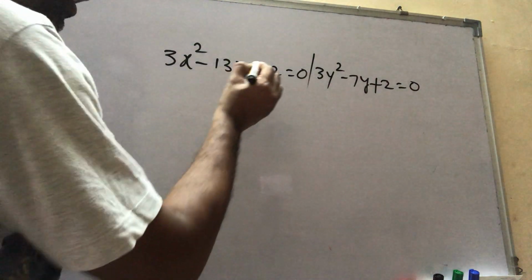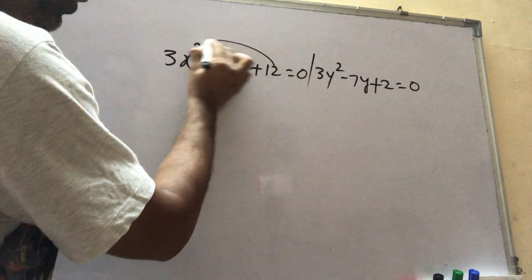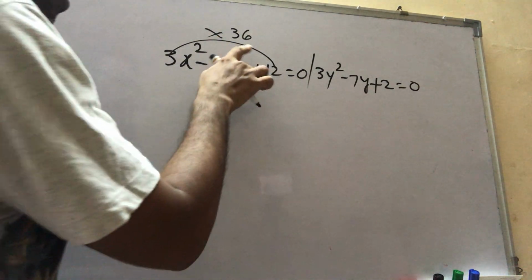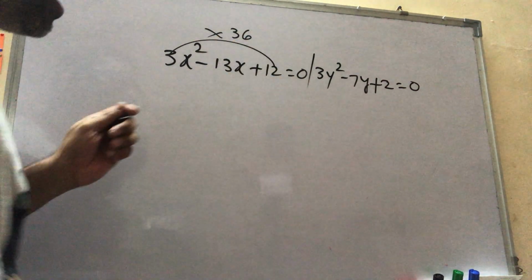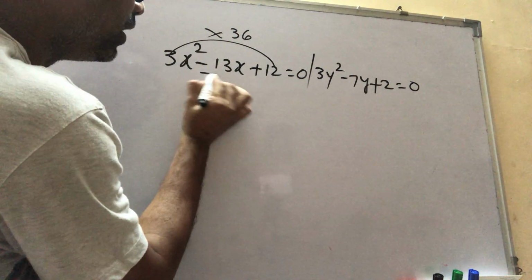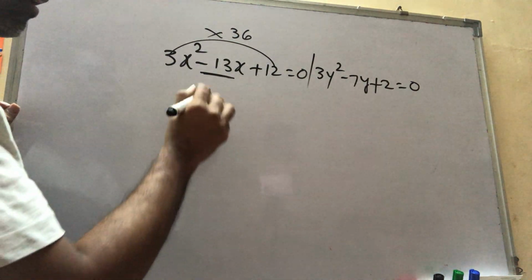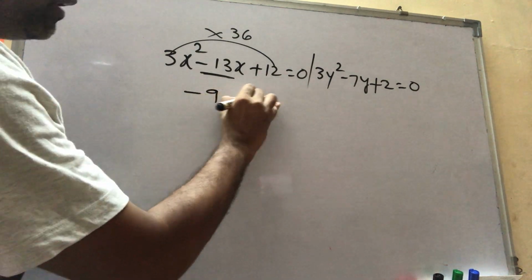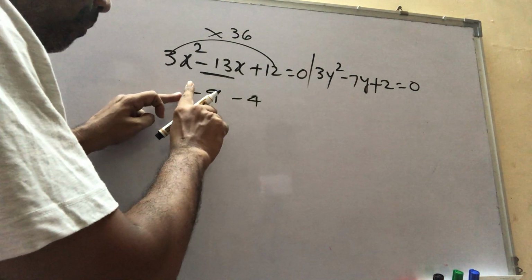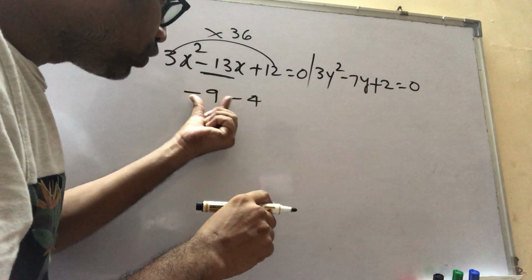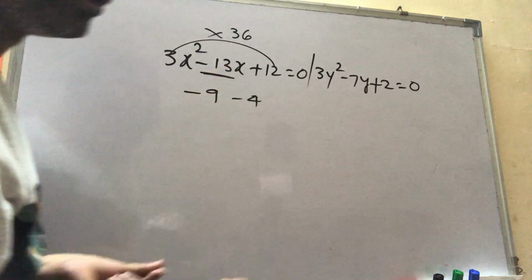See what we will do here, multiplication of 12 and 3 would be 36. So multiplication 36 and your addition should be minus 13. So what are those factors? Minus 13 means minus 9 minus 4. When you do multiplication of minus 9 minus 4, you will get plus 36. And when you do addition of minus 9 minus 4, it would be minus 13.